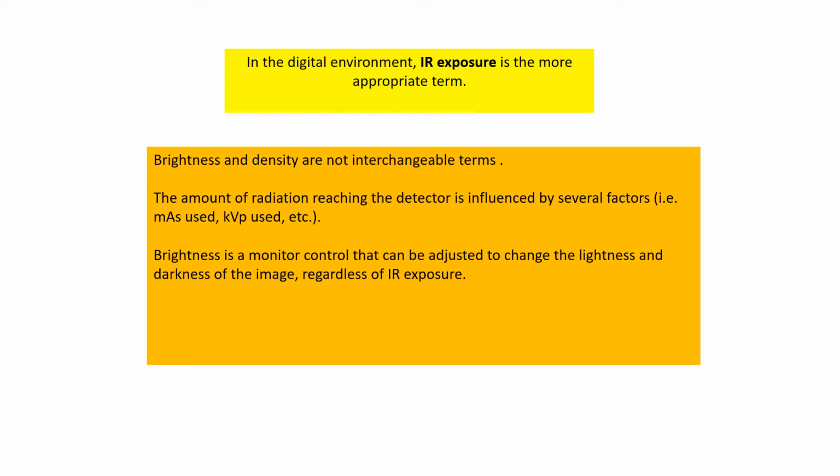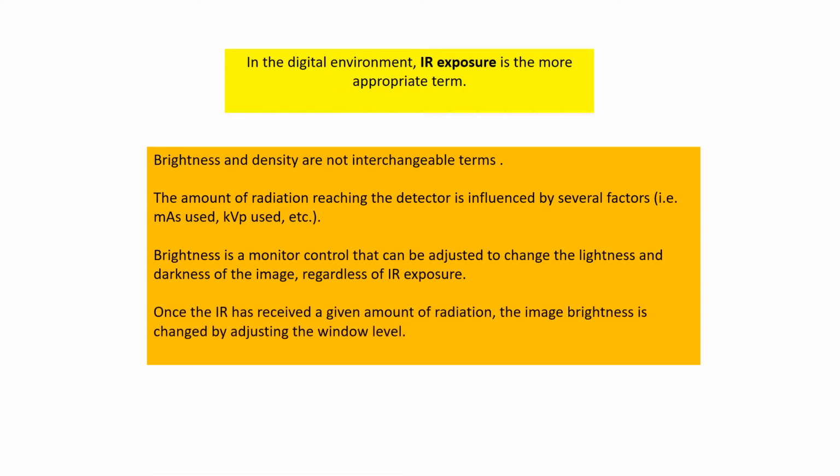Remember, the IR exposure is the amount of radiation that the detector is receiving. And once that IR has received a given amount of radiation, the image brightness can be changed by adjusting what we call the window level. We're going to talk about the window level and the window width in much more detail when we get to our class on digital imaging.